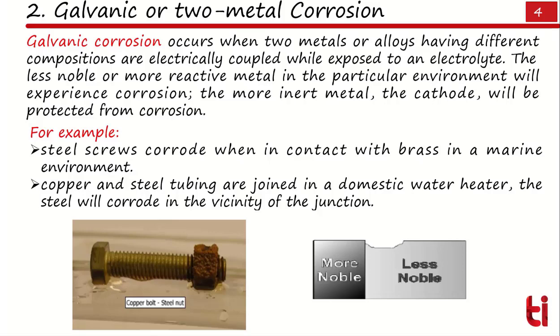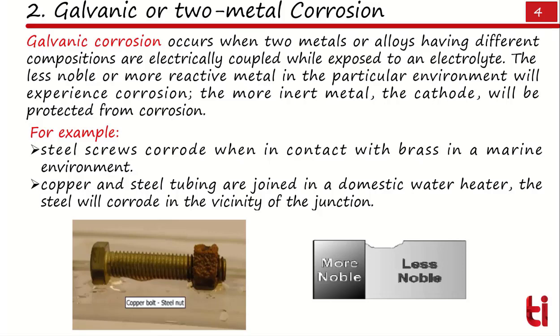For example, steel screws corrode when in contact with brass in a marine environment, because the electrochemical potential of steel is higher as compared to the electrochemical potential of the brass. So steel will become anode and hence get corroded, while brass becomes cathode and hence remains protected.